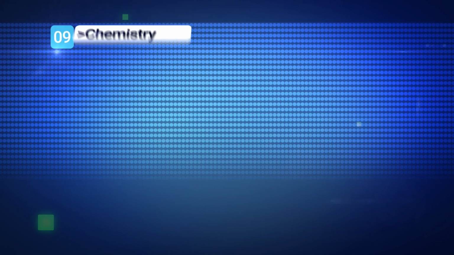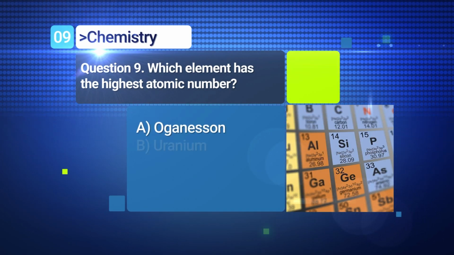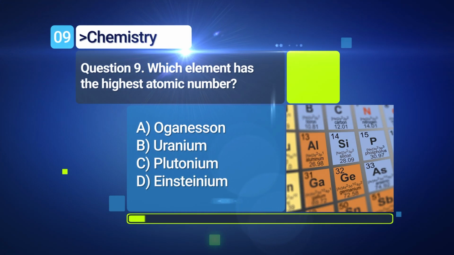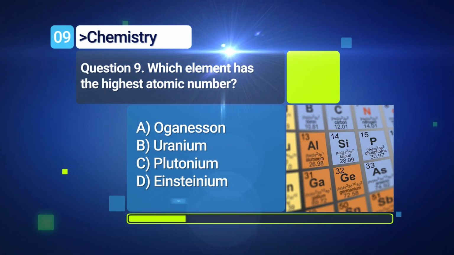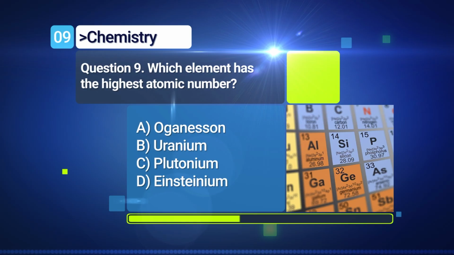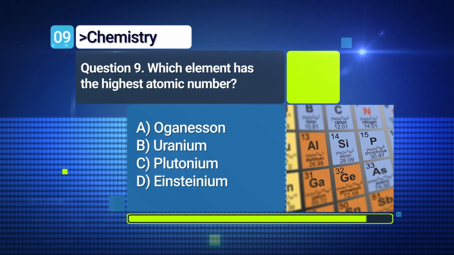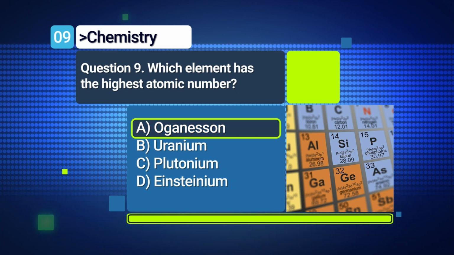Fe2O3. Question 9. Which element has the highest atomic number? A. Oganesson. B. Uranium. C. Plutonium. D. Einsteinium. Answer: A.